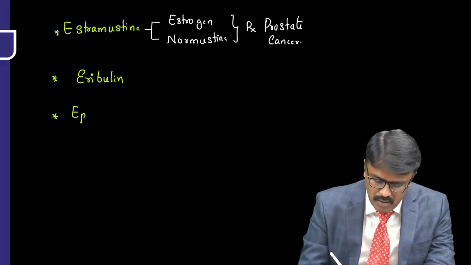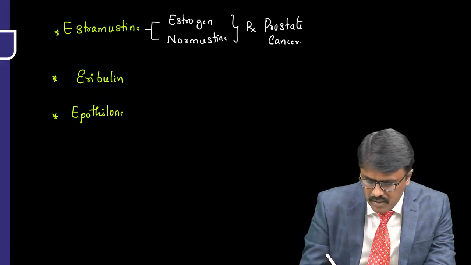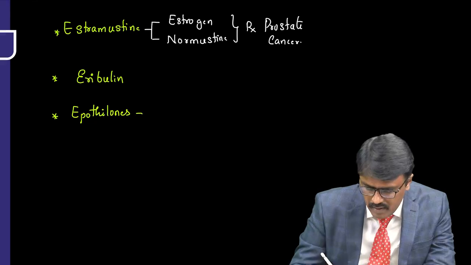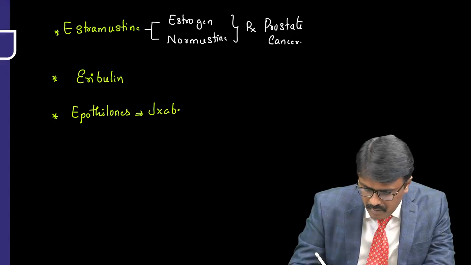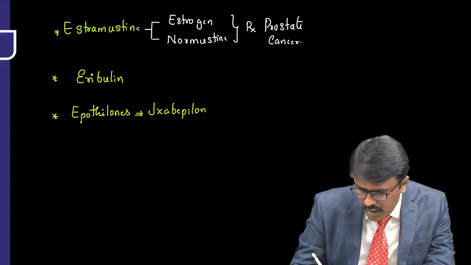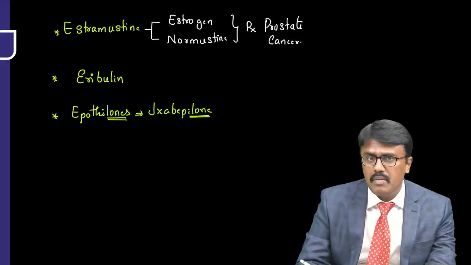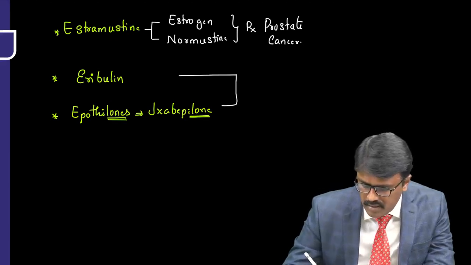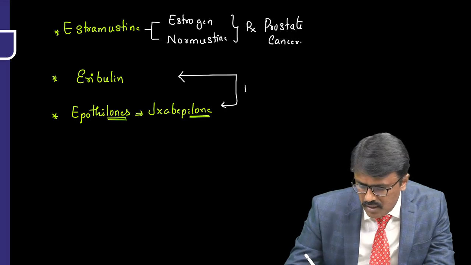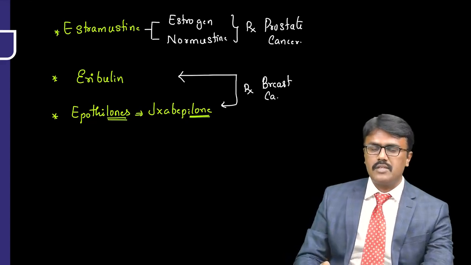This group is called epothilones. And remember, in this group we have a drug by the name ixabepilone. So they are lones, they end with lone. Ixabepilone. Now remember these two drugs, eribulin and ixabepilone, are used to treat breast cancer, one of the common cancers.